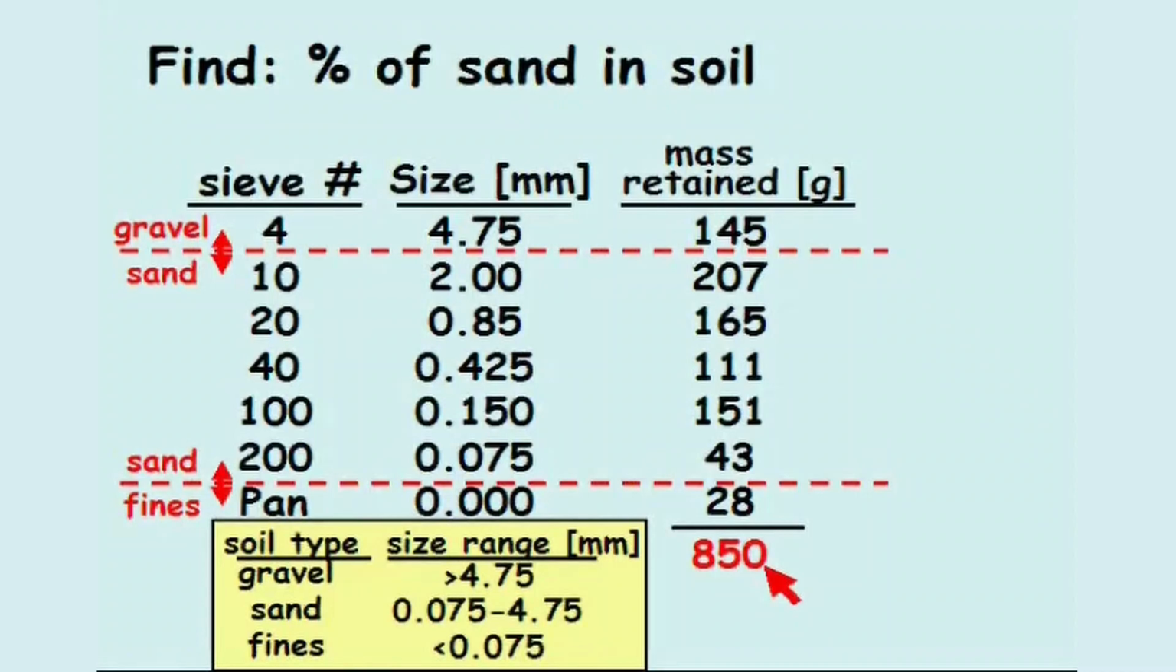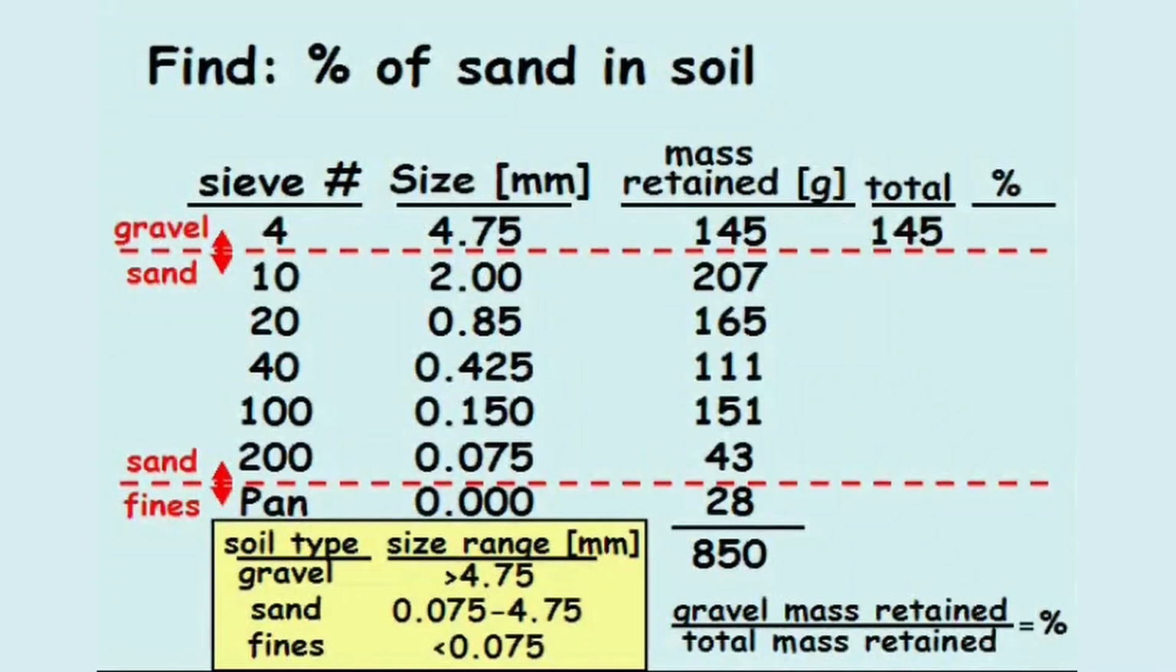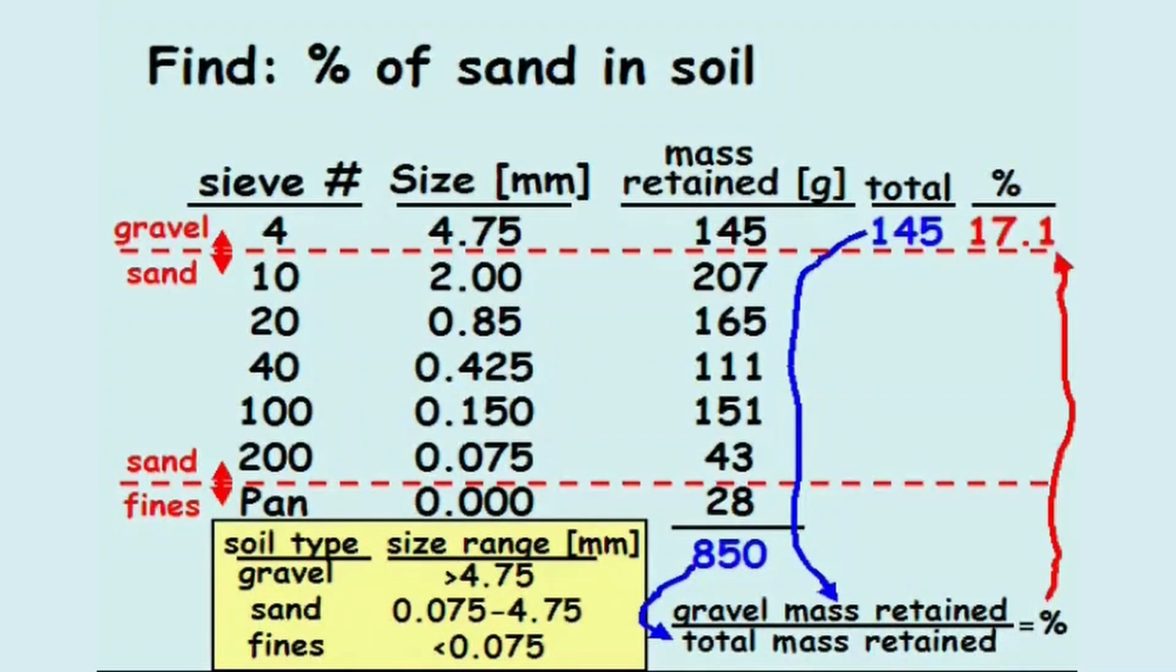Next, we sum the mass of the soil retained on all sieves, which is 850 grams. After that, we compute the total mass of soil retained for each of the 3 soil types and compute their percentages. For example, out of the 850 gram sample, 145 grams of that was gravel. On a percentage basis, 145 grams is divided by 850 grams, and we have 17.1% gravel in the sample.